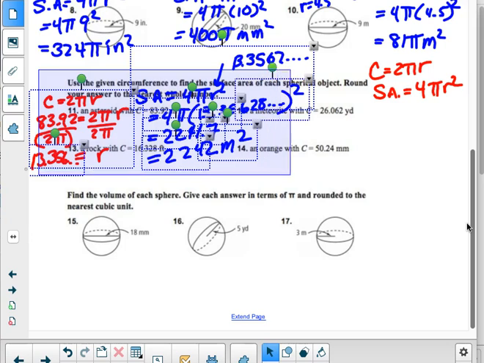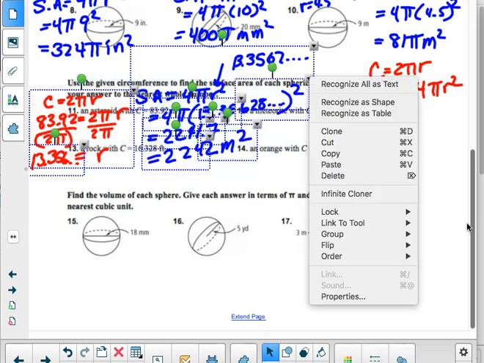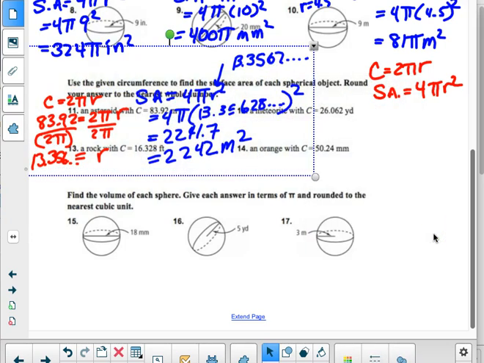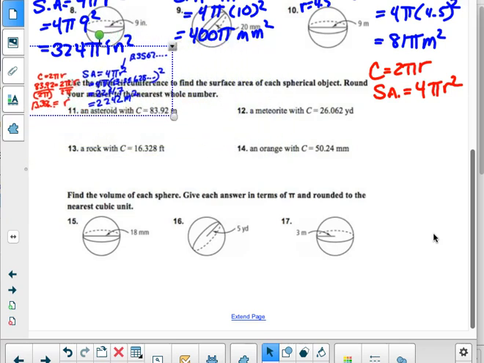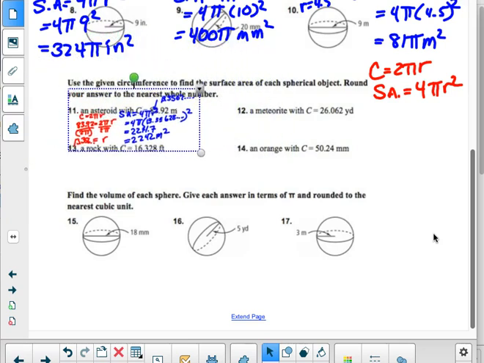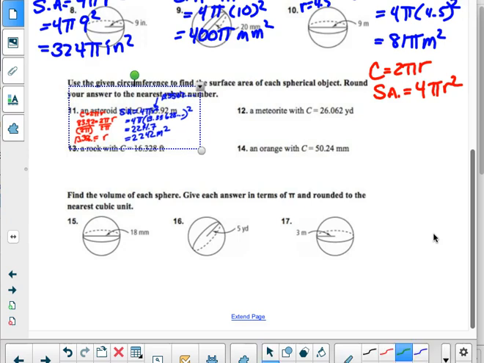I'm going to select all this, group it, make it smaller, and put it right where the problem was. Okay, I'm going to do exactly the same thing on the next one.